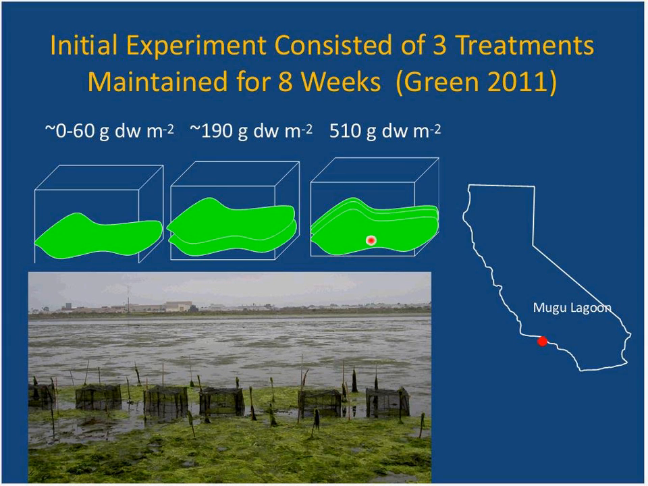I do want to bring up this 0 to 60 treatment. It was an attempt to have a zero treatment. So the algae was kept out of the cages. They were cleaned. But in this environment with such a high nutrient load, the algae grew back every 2 weeks. So it didn't turn out to be a true zero treatment. But we found it was about 60 grams of dry weight. So finally, we have these 3 different treatment levels.